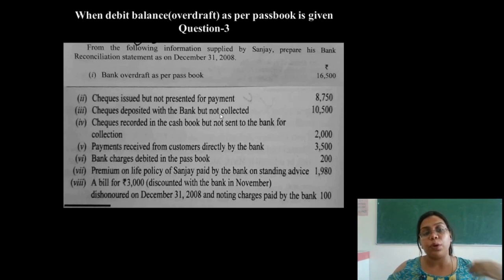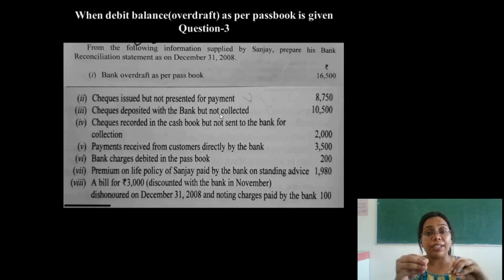So in this case, what would we have done? Being a company, I have deposited the check to the bank, but I have not collected the payment from the bank. But what would I have done? I would have written this 10,500 while preparing a debit balance as per cash book. We would have written this 10,500 in my check.